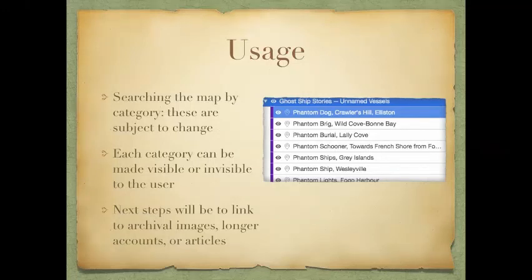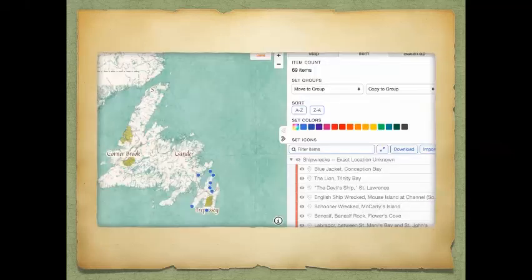And each category can be made visible or invisible to the user by hovering over that little eye symbol, and if you click on it, that entire category disappears. So as you can see, this is if all the categories vanish apart from the blue, which is named ghost ships and known ghost ships where the vessel itself is identified in the record. And as you can see, that's a very small number, and they're all sort of gathered around the Avalon Peninsula, apart from maybe one or two.